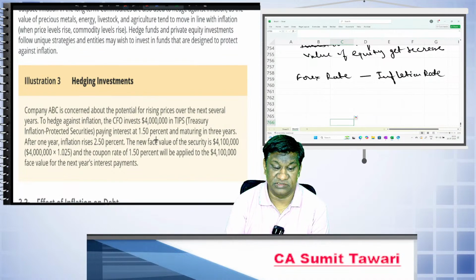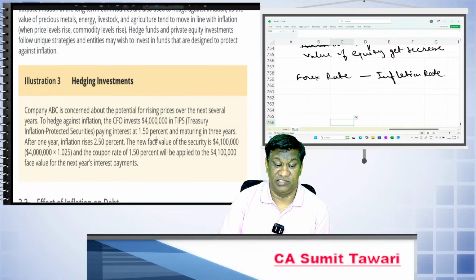Company ABC is concerned about the potential for rising prices over the next several years. To hedge against inflation, the CFO invests 4 million in treasury inflation protected securities, paying interest at 1.5% and maturing in 3 years. After 1 year, the inflation rate is 2.5%. The new face value of the security is 4.1 million, and the coupon rate of 1.5% will be applied to the 4.1 million face value for the next year's interest payment.